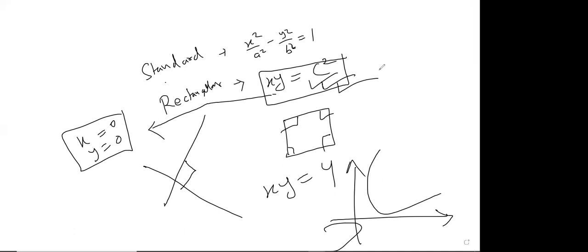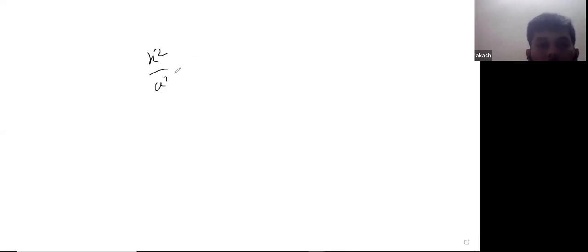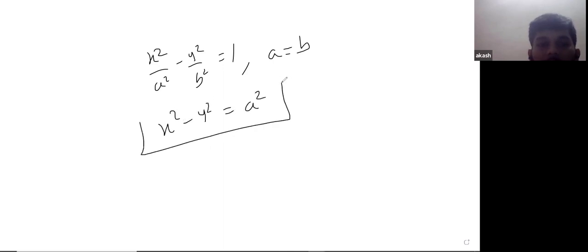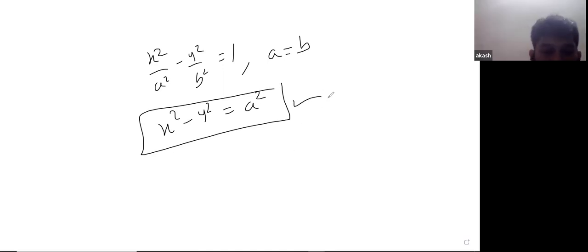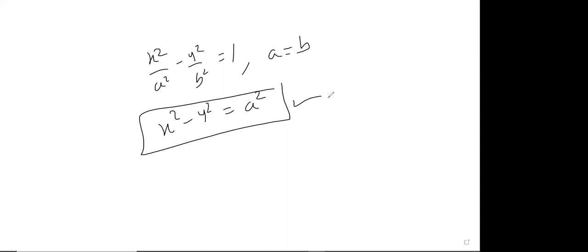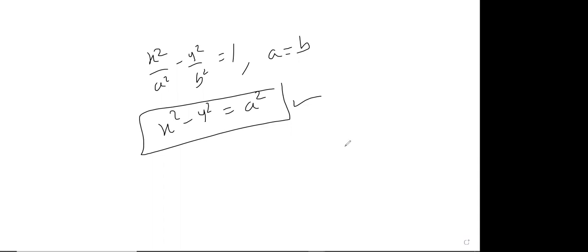And in a standard hyperbola, if you take a equals b, then you have the equation x square minus y square equals a square. This is also a rectangular hyperbola. So I have cleared till this, right?